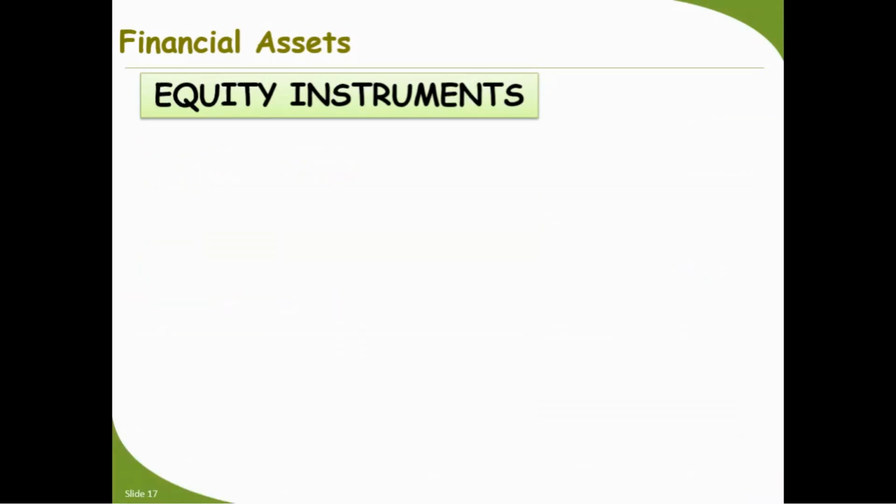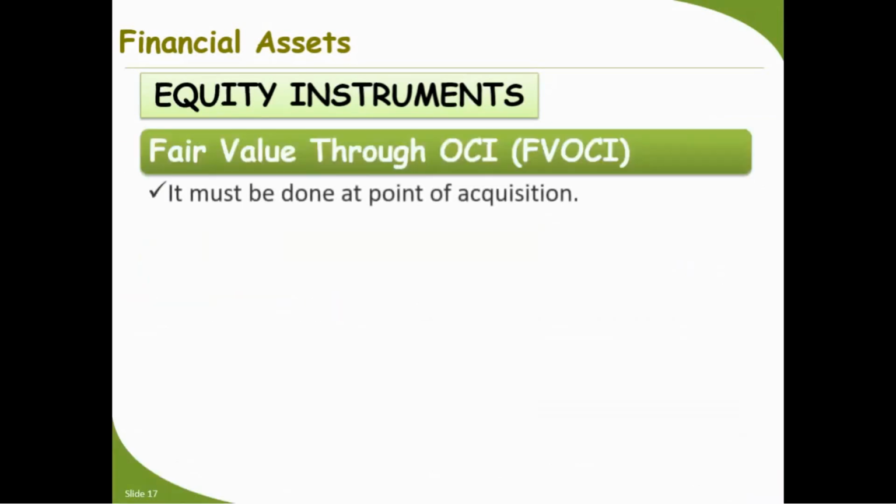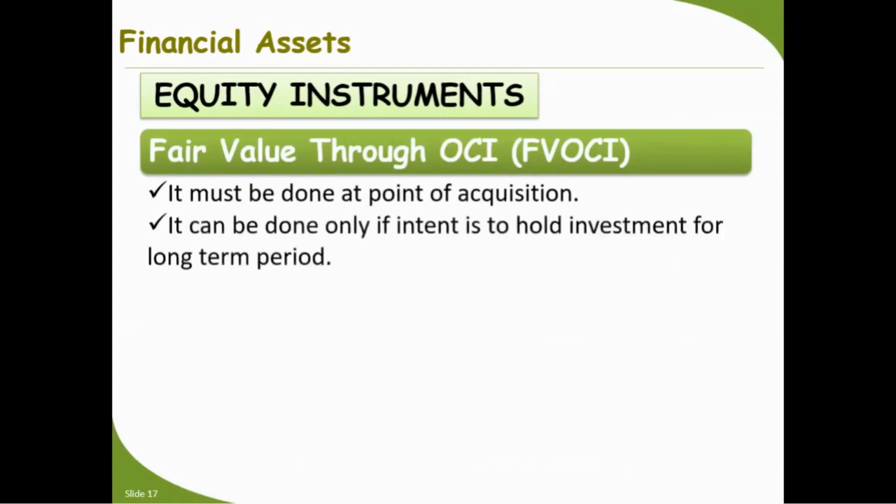There is another possibility, that is fair value through OCI. First of all, if you are opting for fair value through OCI, keep in mind the default is fair value through profit and loss. You will recognize fair value through OCI at your point of acquisition. When can it be done? If you have the intent to hold the investment for the long term, in that case you can shift from your default category to this category.